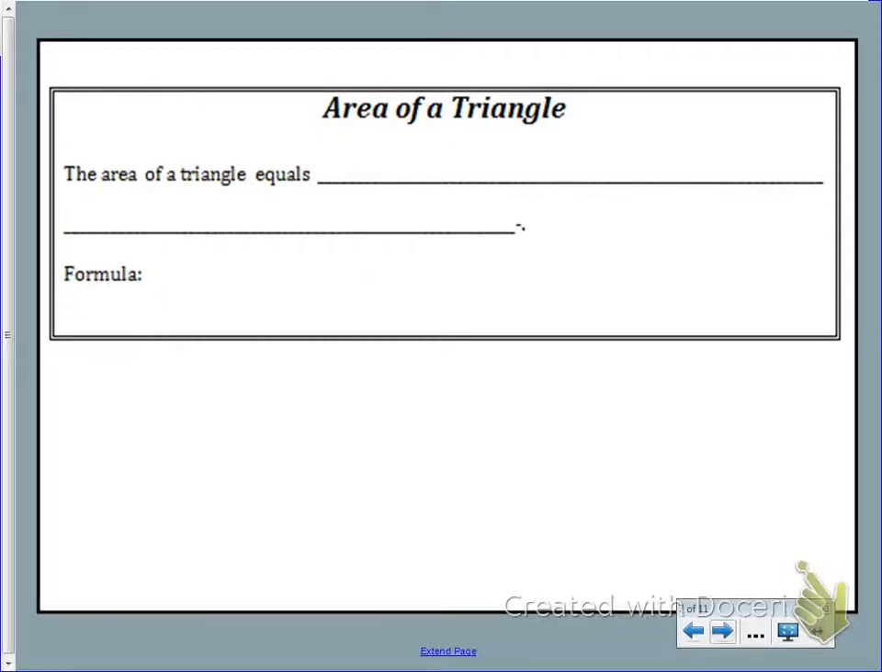All right, the area of a triangle is equal to half the product of the base and height.